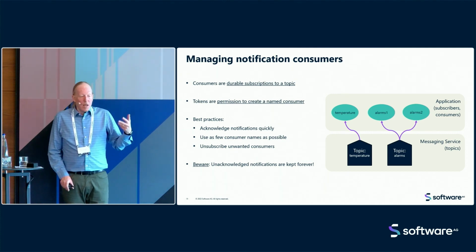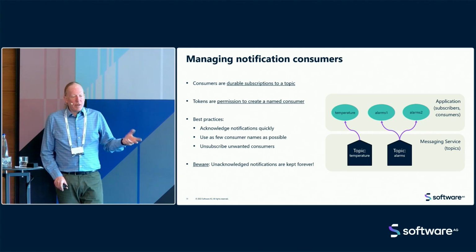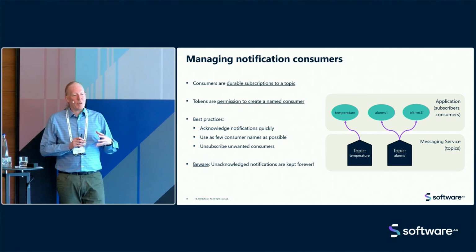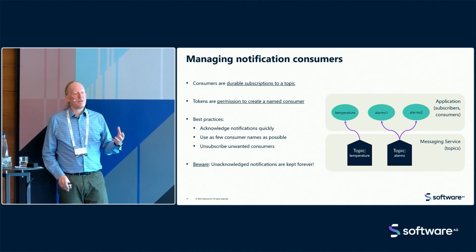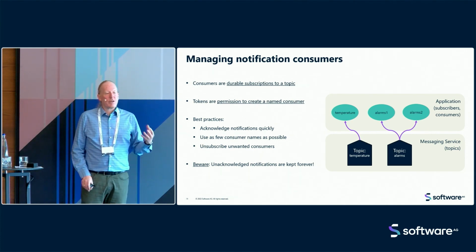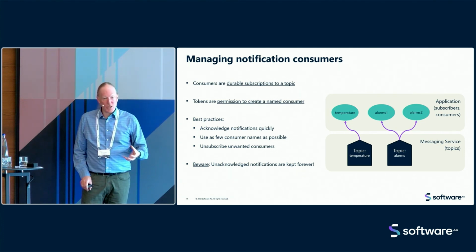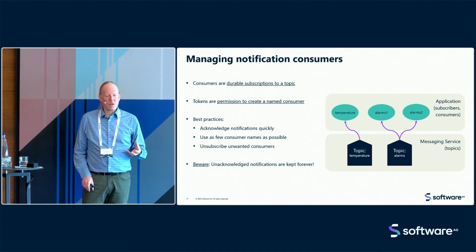And now we make the link between the consumer and the topic using a token, and this is a security mechanism. Really, it's decoupling of the permissions. So really, the token is just the permission to create a named consumer. You need to think of it that way. It doesn't represent the actual consumer. It's just the permission for that consumer to exist. It'll become clearer in a minute, I hope, when I go through the example.